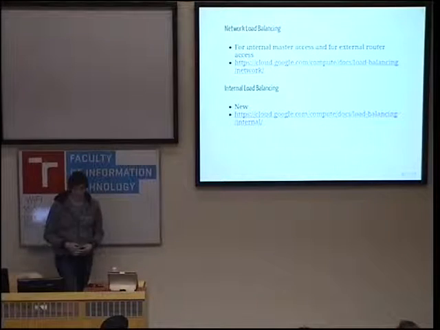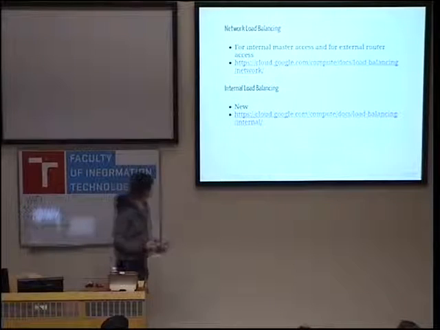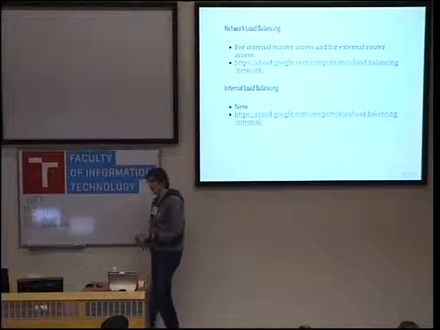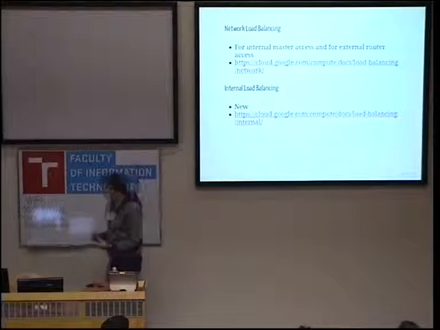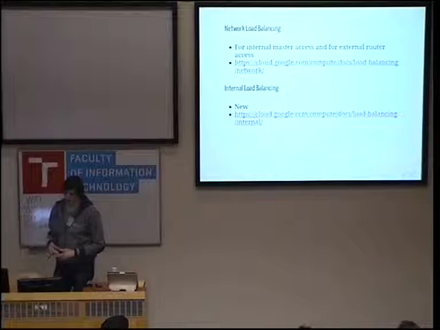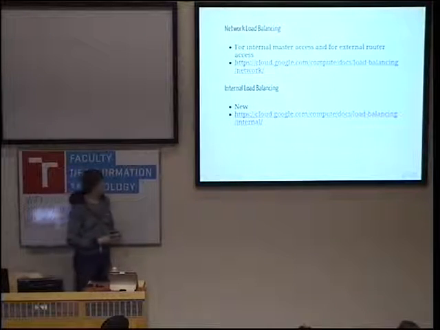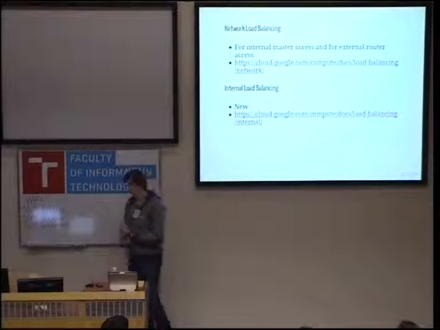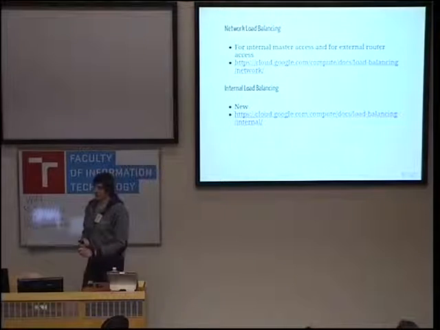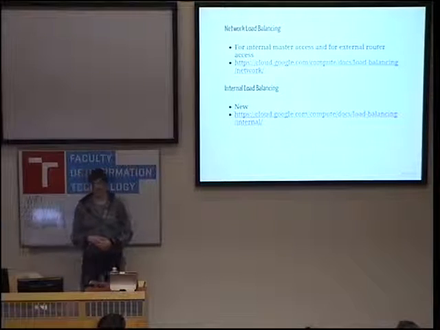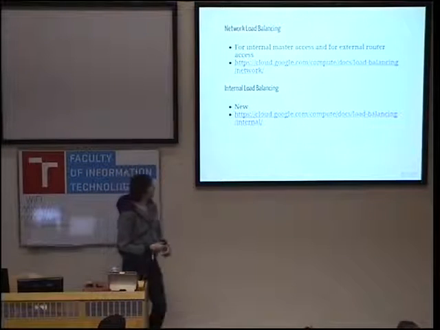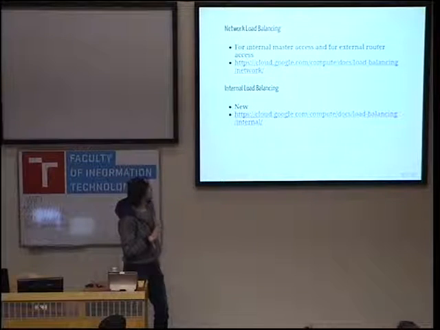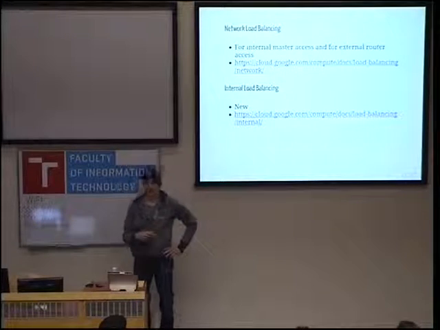And the 2 other load balancing methods are network load balancing and internal load balancing. We are using network load balancing for both internal master access and external router access. This is basically because when we were creating the reference architecture, internal load balancing didn't exist yet. So we will probably be switching for internal master access. We will probably use internal load balancing.